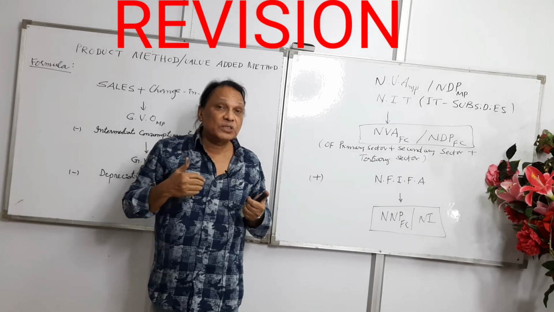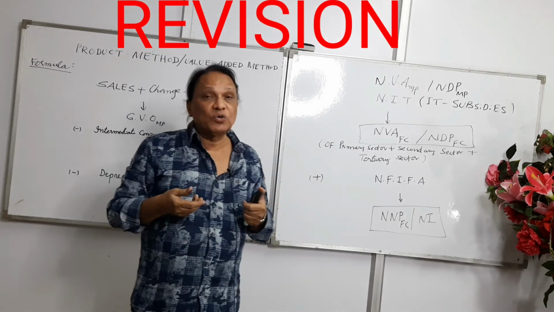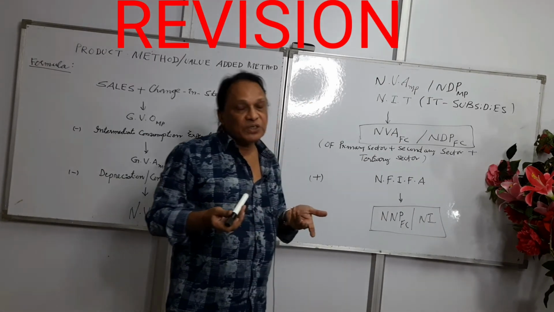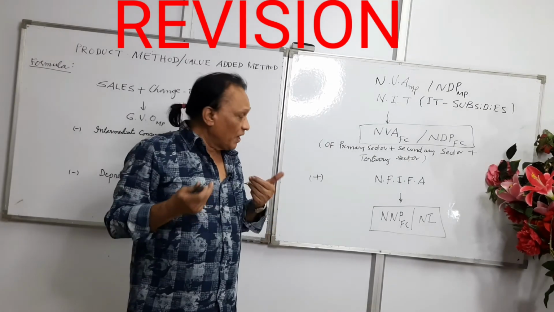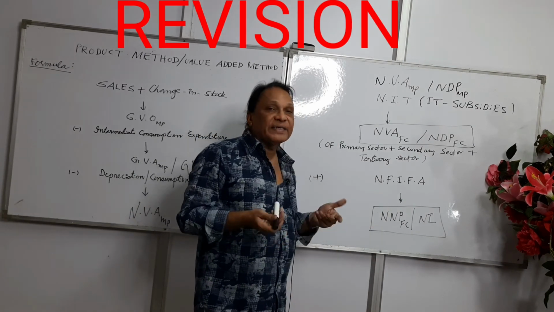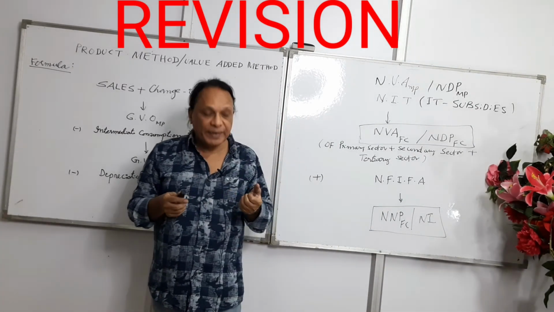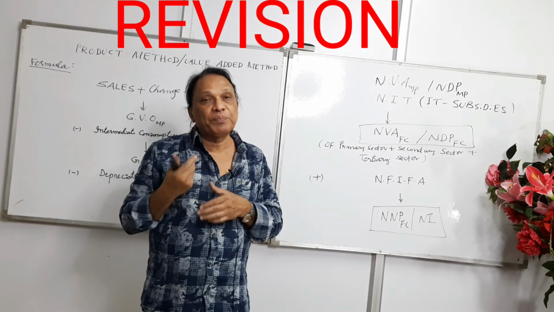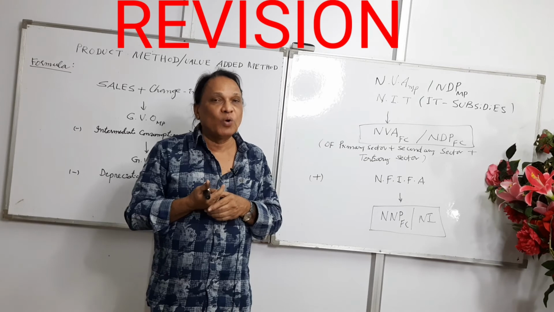In case they ask you to find out GNP at MP, once you get NNP at FC, to this you add depreciation, it becomes GNP at FC. If they ask you GNP at MP, you add depreciation once again and NIT. You keep on adding and subtracting, so you get the values of GNP, GDP, NNP, whatever you want.